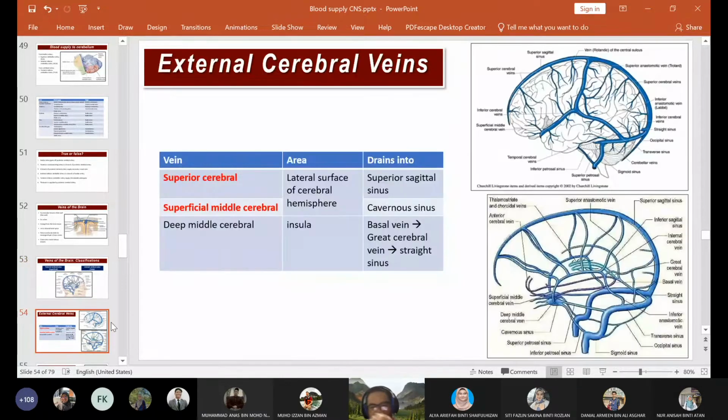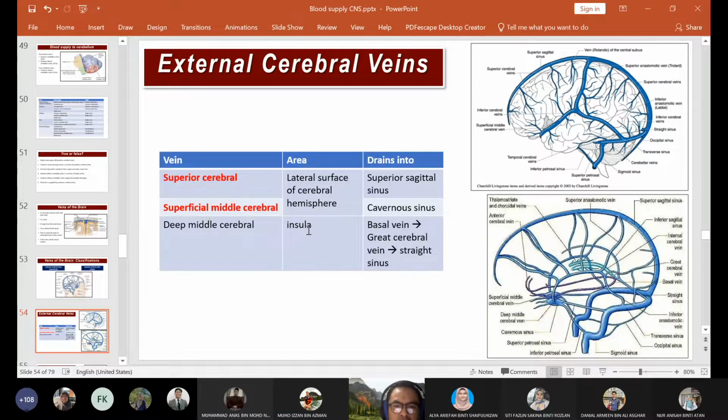Awak boleh pilih yang merah-merah tu, saya letak tu macam sebagai priority. Lain tu macam, if you can remember it's very good lah. More of a postgraduate level. You have superior cerebral, superficial middle cerebral, and deep middle cerebral. So superior cerebral, middle cerebral ada dua, which is superficial and deep.